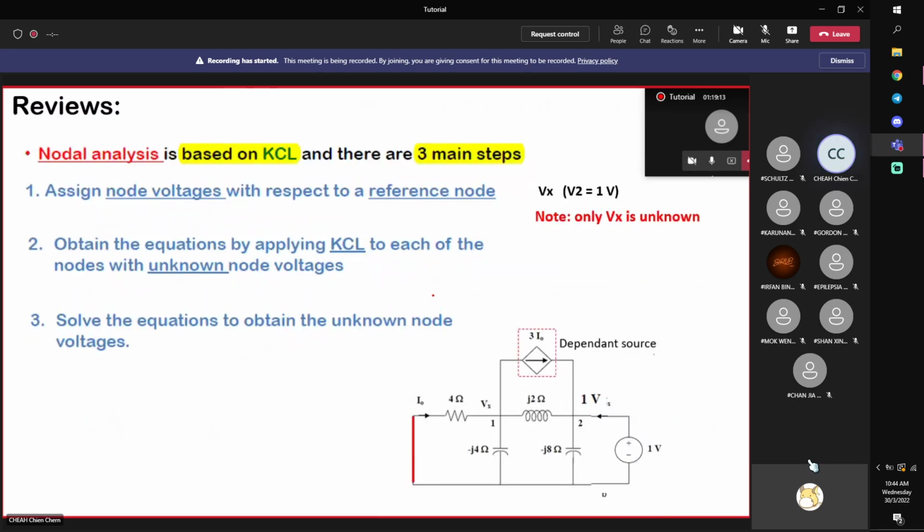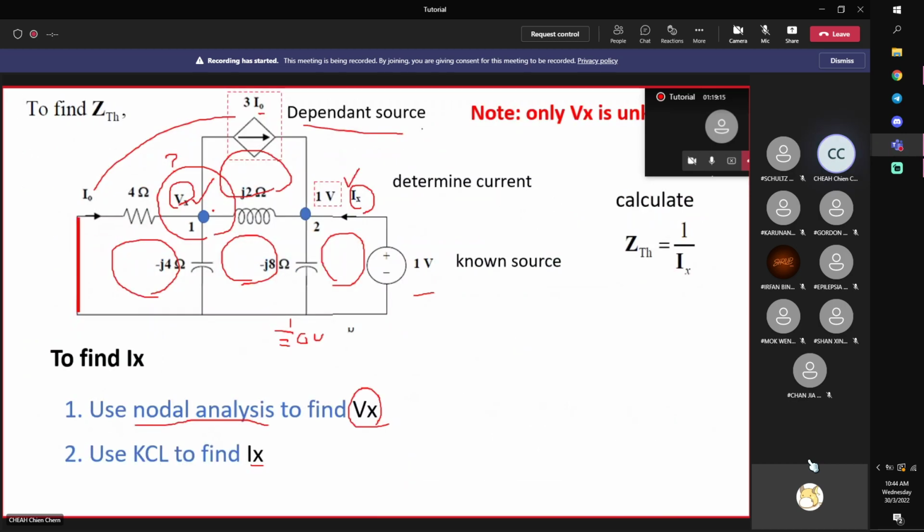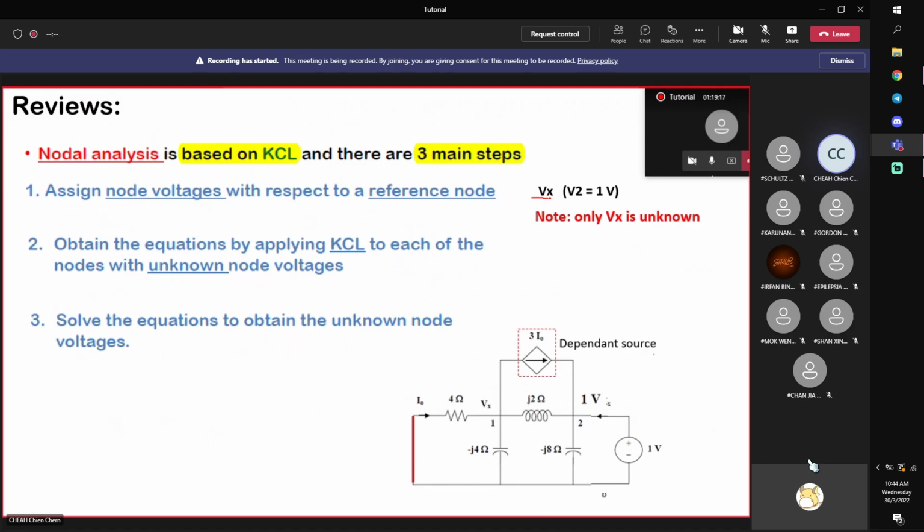So I'll now use nodal analysis. Okay, there's only one unknown node voltage here, which means that I only need to take Kirchhoff current law at the unknown node, only one node. Because one unknown, I only need one equation, right? And then I'll solve it directly for Vx.